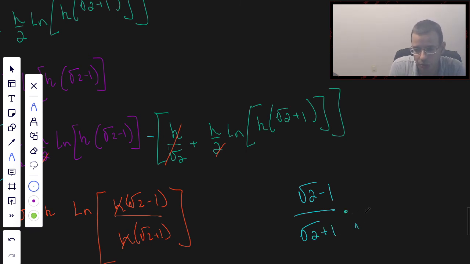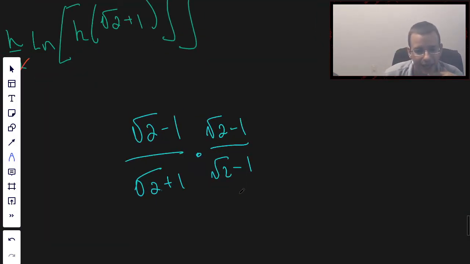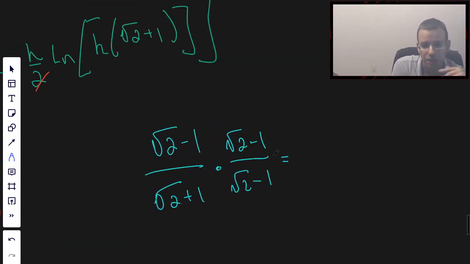To get rid of this, we can multiply by square root of 2 minus 1 over square root of 2 minus 1. I think it's called multiplying by the conjugate. We can multiply by this because it's just the same as multiplying by 1: the numerator and denominator are the same. So the bottom is going to be square root of 2 times square root of 2, which is 2, minus 1. And then we're going to have square root of 2 minus square root of 2, which cancels out.